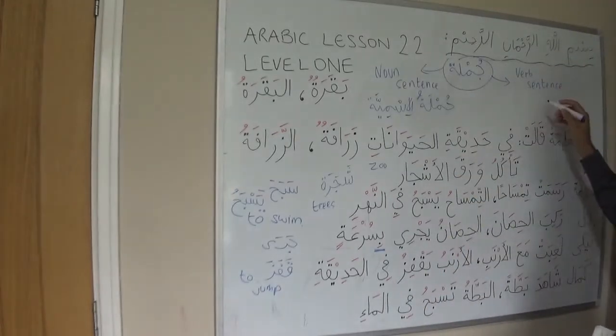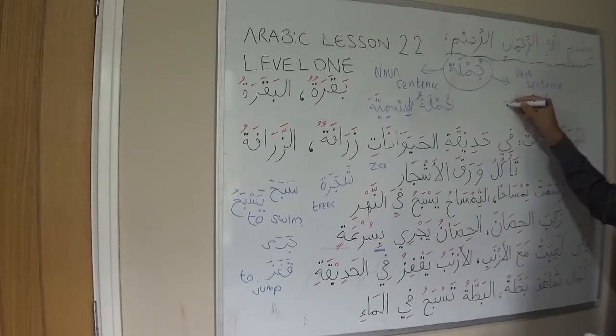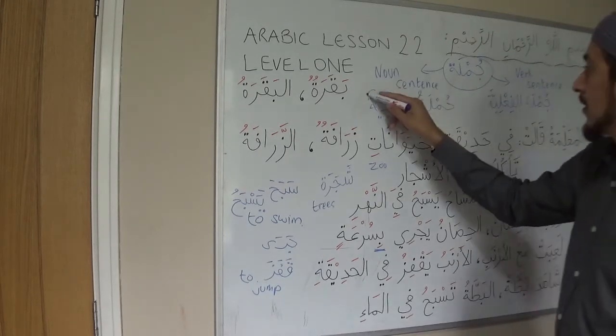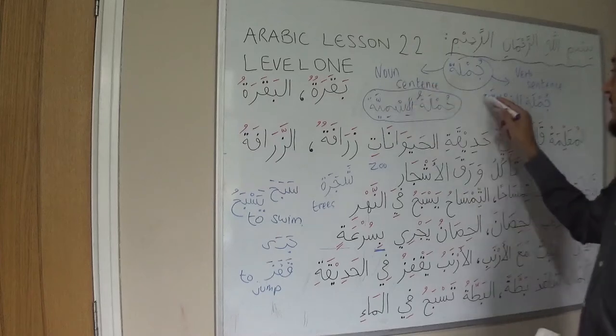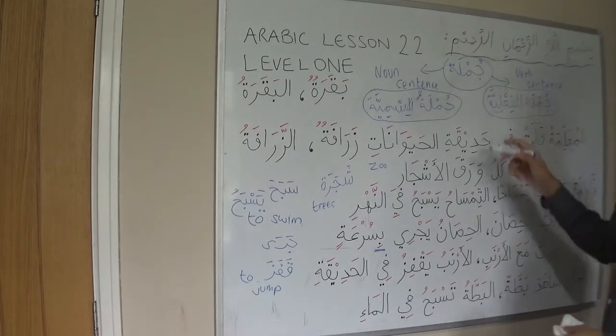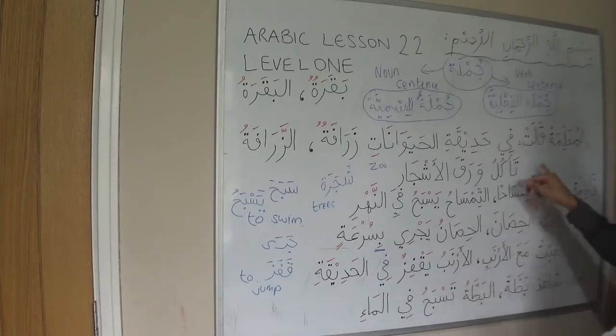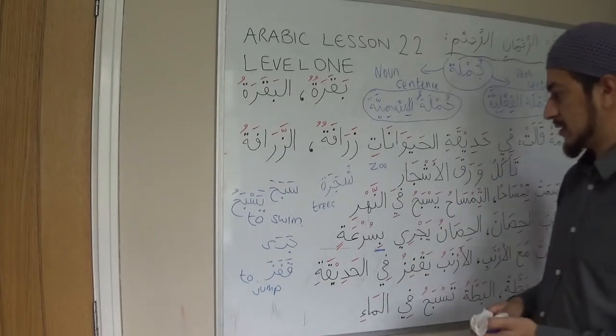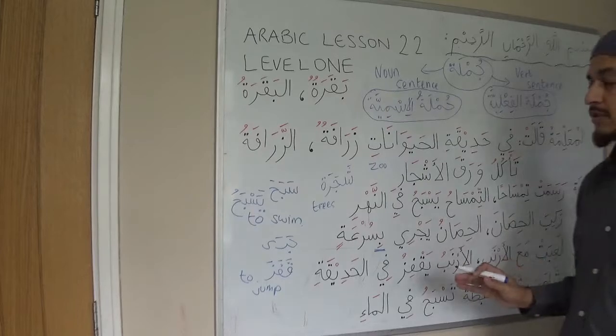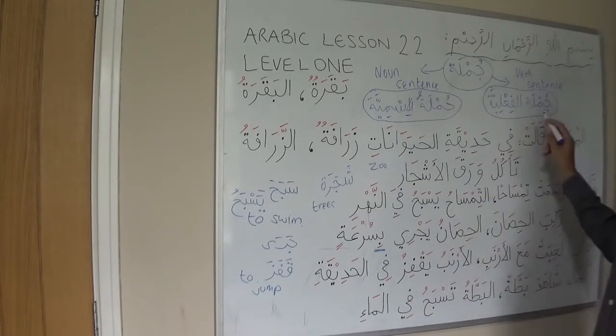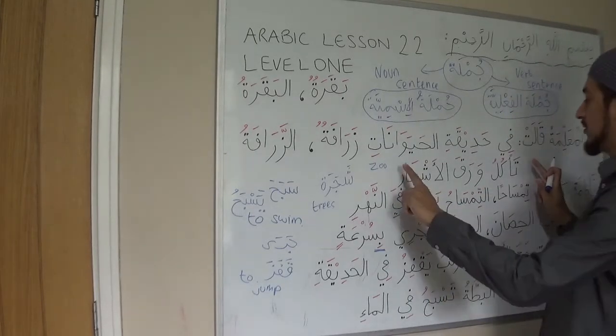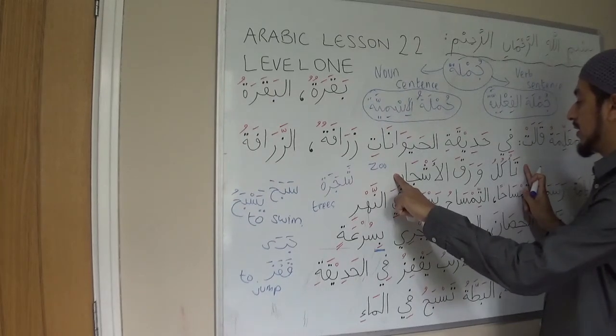Fi'l is a verb. So it's jumlatul fi'liya. Fi'liya. And simply, a jumla ismiya begins with a noun and jumla fi'liya begins with a verb. So if you look in our current text, this comprehension text that we looked at, a jumla fi'liya begins with a verb.